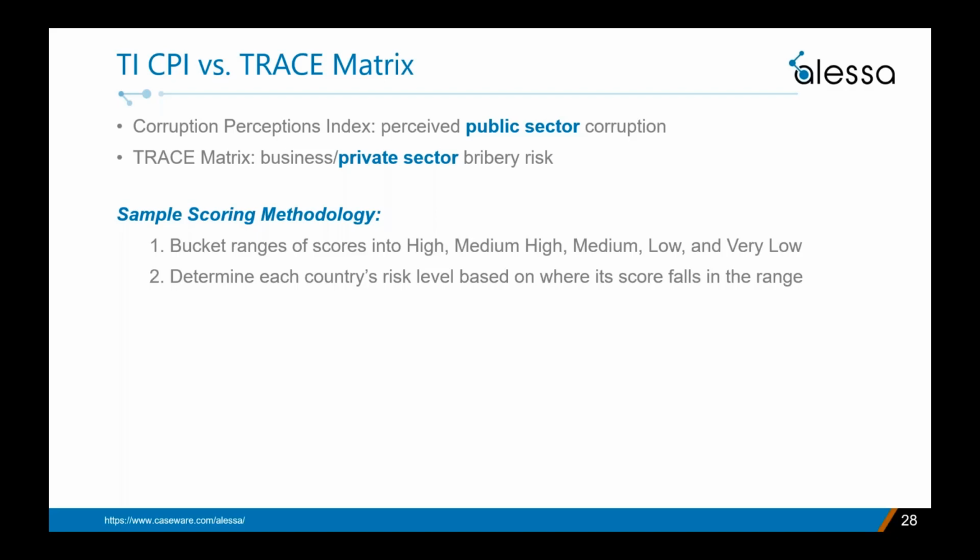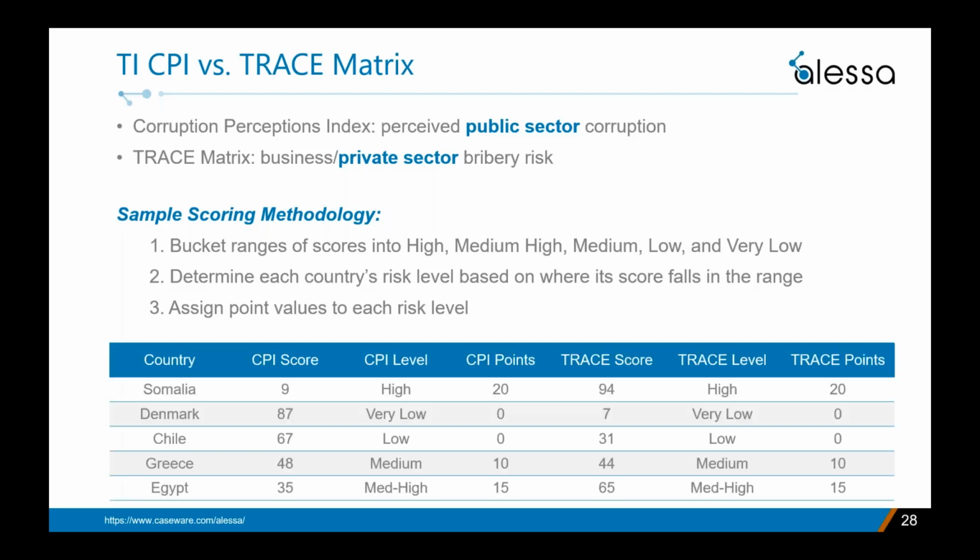These bucket score ranges were completely arbitrary on my part, but again, if you're mathematically inclined, you could come up with a statistical means of doing this. But the advantage is that now each country has a risk level instead of a risk score that's comparable between them. Then you determine a point value for each of the risk levels for each index and give each country in your risk model the appropriate point values.